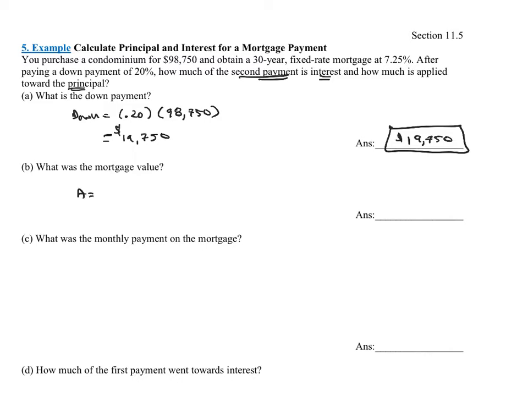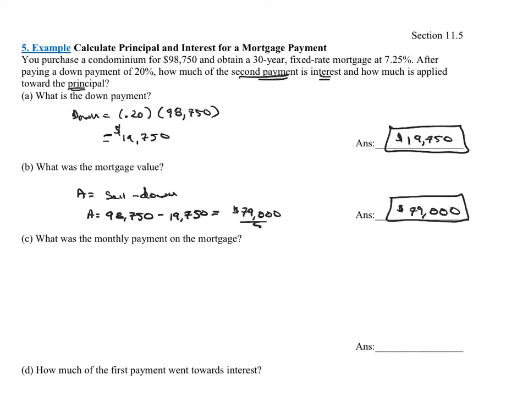Now it says, what's the mortgage value? To find that mortgage value, you're always going to do the sale price minus the down payment. The sale price of the home was $98,750, and the down payment was $19,750. Do that in your calculator now to calculate your mortgage amount, which is A in our formula. I'm getting a total of $79,000. So this person is loaning $79,000. Now that we know what they're loaning, we can go ahead and figure out the rest.